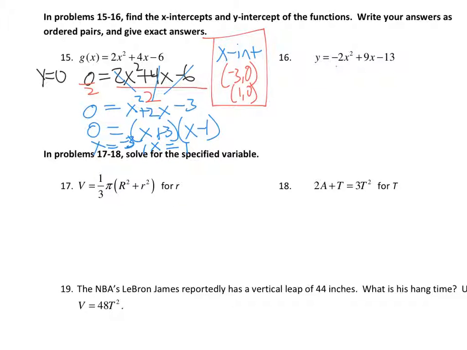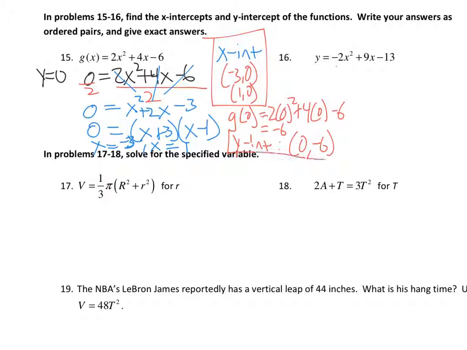There's our x-intercepts. For the y-intercept, we're going to find g of 0, and g of 0 just gives us 2 times 0 squared plus 4 times 0 minus 6, and that's just going to be negative 6. So the y-intercept is just that constant, and that would be 0, negative 6. There's our y-intercept. Alright, let's see if we can fit 16 in here.